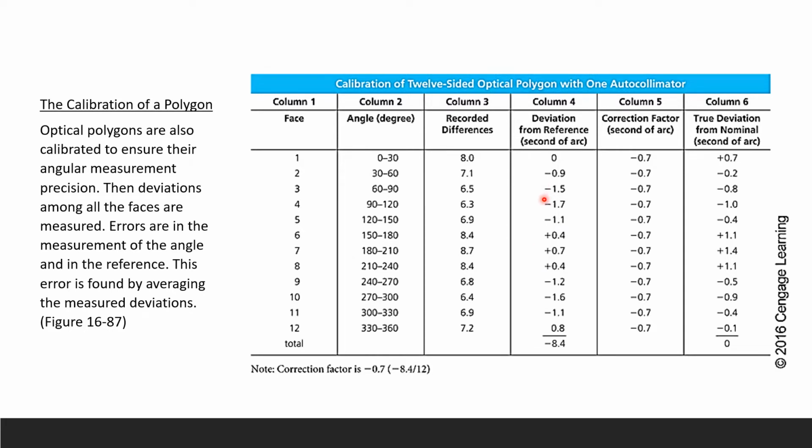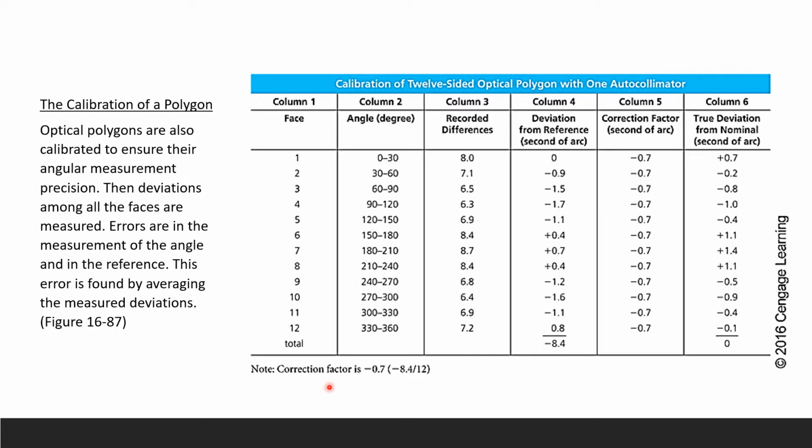But there's still the error in the initial measurement, face number 1 to face number 2, so that's between this and this. Altogether, since it's a 12-sided optical polygon, we have faces 1, 2, 3 all the way to 12 in total. Now you get an idea of how we carry the deviations into all the subsequent measurements. So this is compensated for by averaging all the deviations.